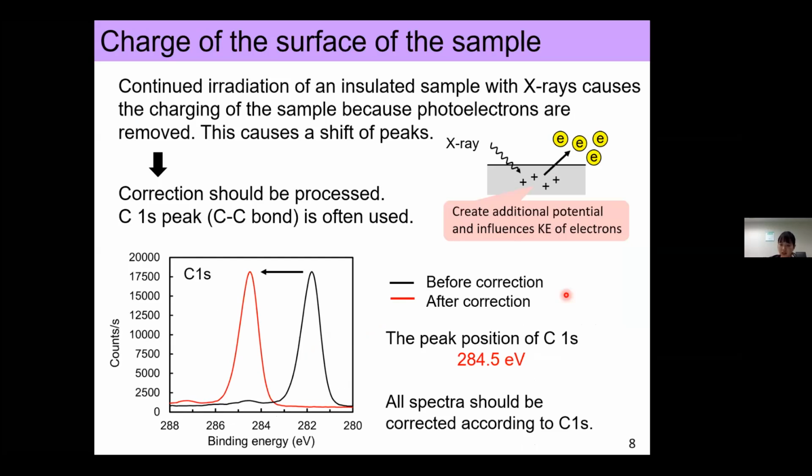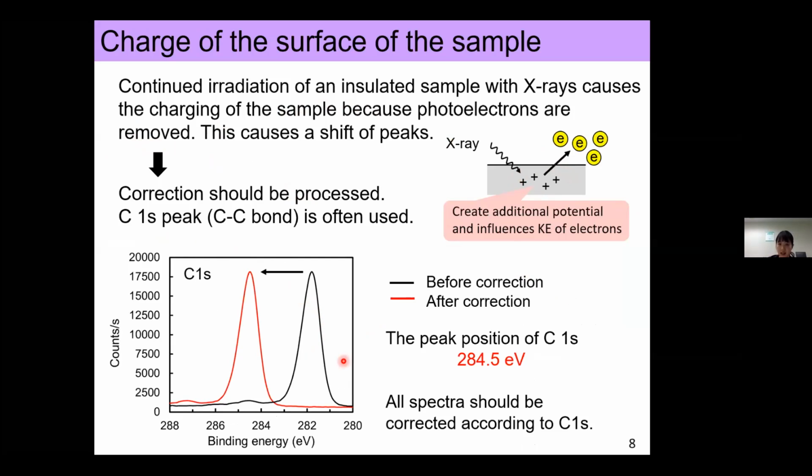Another important thing is the charge of the surface of the sample. Continued irradiation of an insulating sample with X-rays causes charging of the sample because photoelectrons are removed. This causes a shift of peaks. Therefore, correction should generally be processed using the carbon 1s peak.